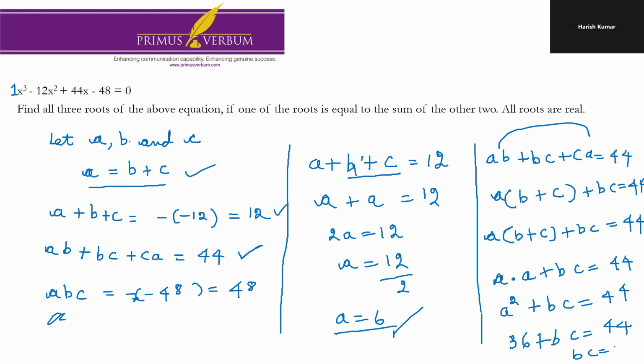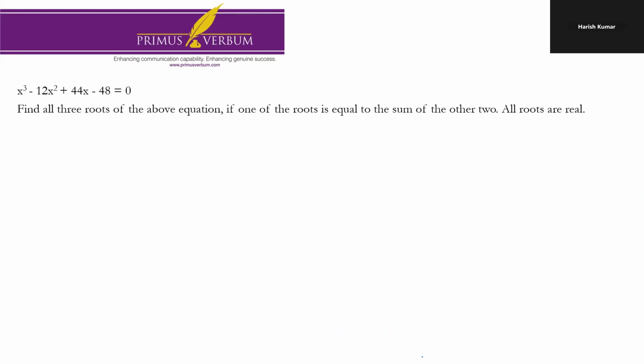That would be 8, isn't it? Yeah. So BC is equal to 8 and A equals B plus C equals 6, because A is also equal to B plus C. So at the end, we have the following results. We know that B plus C is equal to 6, and we also know that BC is equal to 8.